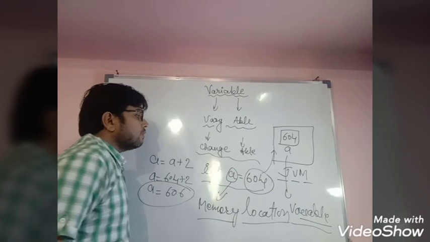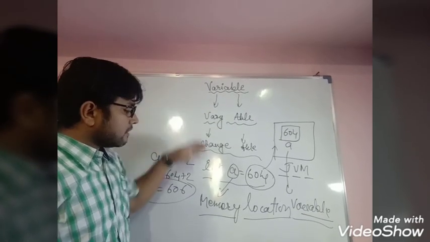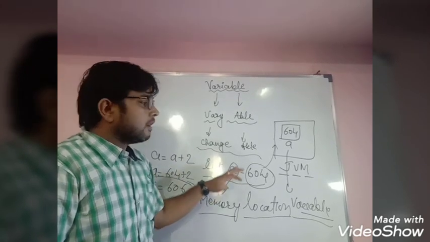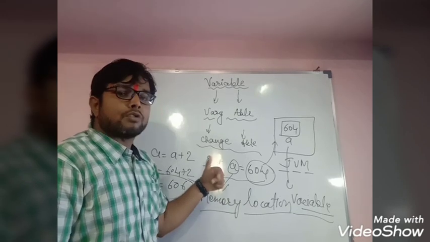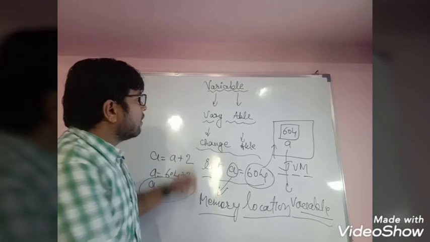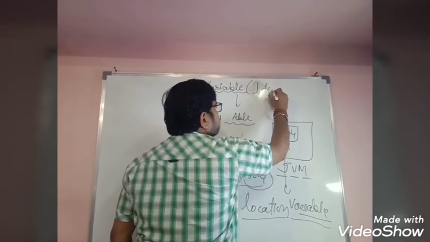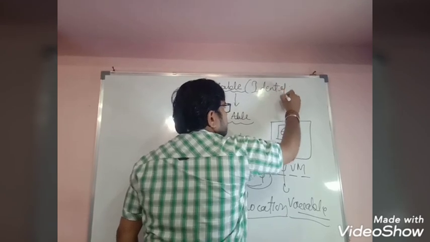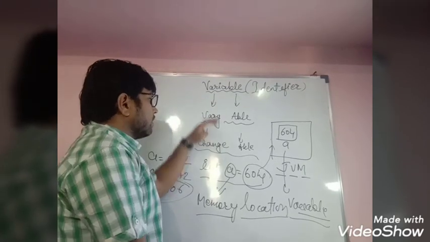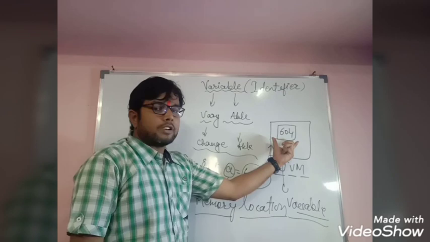So what is the definition of variable? A variable is a memory location whose values can change according to conditions, and literals are fixed throughout the program. Variable, or we can also say identifier, both are the same. A variable or identifier is something whose values can change according to condition, and it is a memory location area.